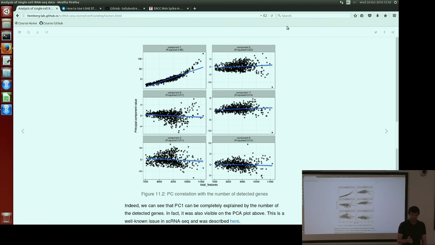In this particular case, we can see that principal component 1 is the most highly correlated principal component with total features, and the R squared of that relationship is 0.85. So there's a very strong relationship between principal component 1 and total features. That's what we saw loosely in the PCA plot: we could see visually that there was a tendency for principal component 1 to distinguish between cells with different numbers of total features detected.